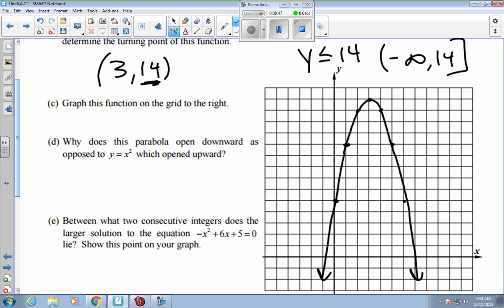Why does this parabola open downward as opposed to the y equals x squared, which opens upward? Because my a term is less than 0. So if I have a negative, it opens down.